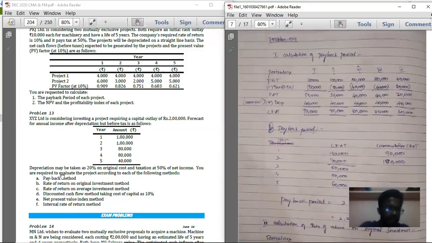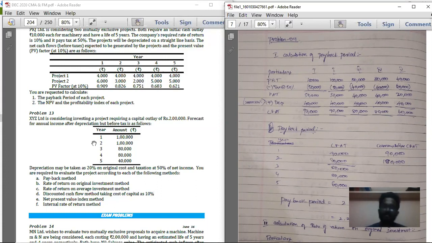First we will calculate the payback period, then we will calculate the rate of return. We will go one by one. Okay, now come to solutions. First we will calculate the payback period.